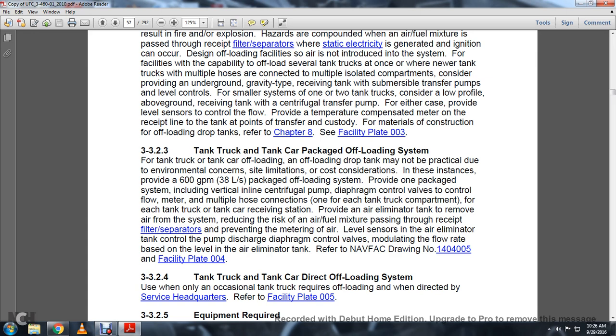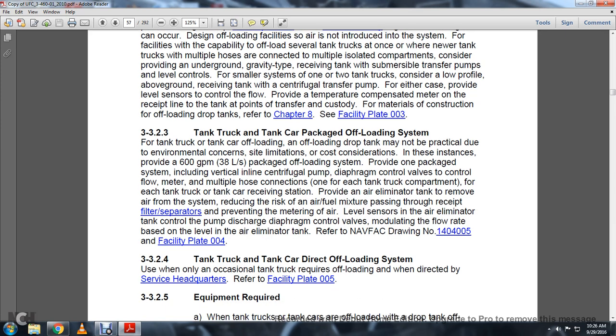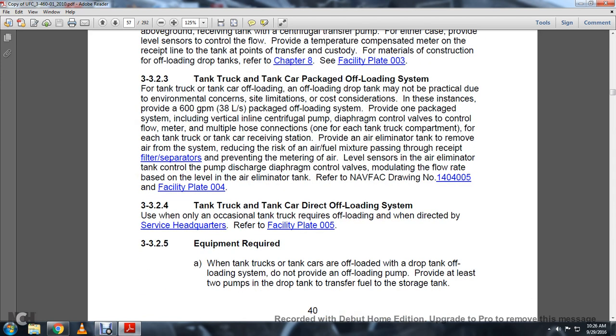Filter separators prevent air from reaching the meter. Level sensors on the air eliminator tank control the petroleum pump, and the discharge diaphragm control valves modulate flow rate based on the level of the eliminator tank. Refer to the NAVFAC drawing numbers 1404005 or Facility Plate 04004.